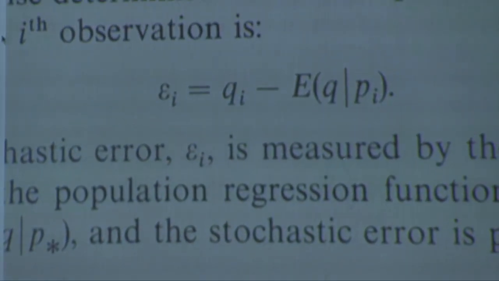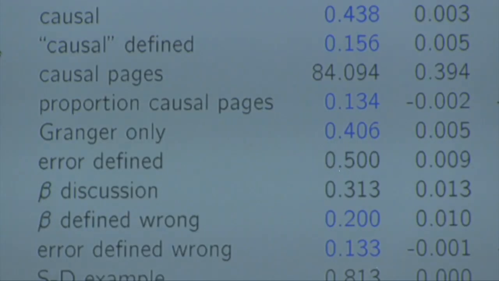So similarly, here's an example of a textbook which is incorrectly defining the error term as the difference between the outcome and its conditional expectation. This is quite common, and again, I'm going to count this as being problematic.